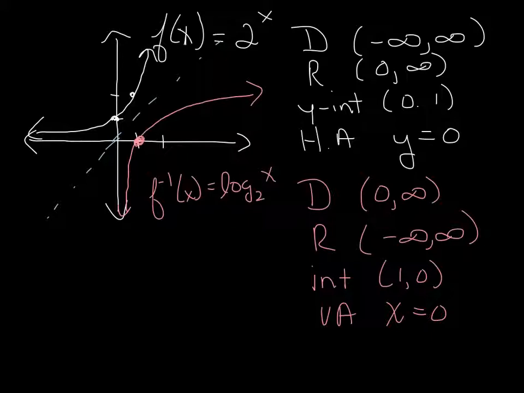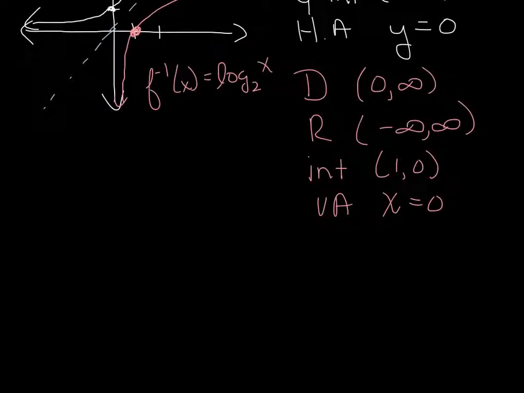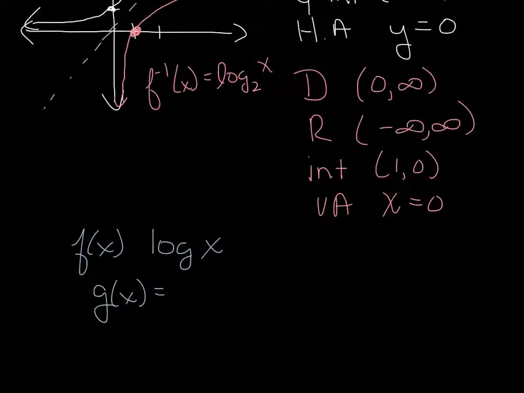Now, we might have some shifts just like we did with the exponential functions. For instance, if f of x is just the log of x, what does that mean my base is? 10. All right. And if g of x is equal to the log of x minus 1, how will g of x differ from the log of x? It'll be shifted to the right 1.